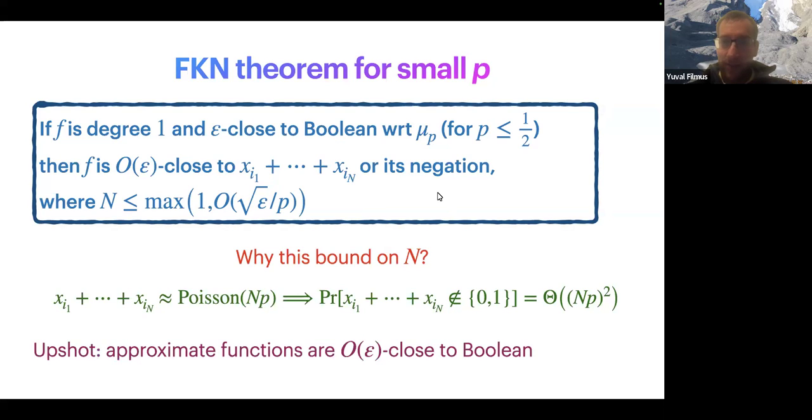Okay, and what does this mean? This means that this theorem is essentially tight up to the constants, because I told you, you give me any degree 1 function, which is epsilon close to Boolean, then it must be close to one of these functions. And indeed, all of these functions are also close to being Boolean. So up to some constant factors, this is like an if and only if statement.